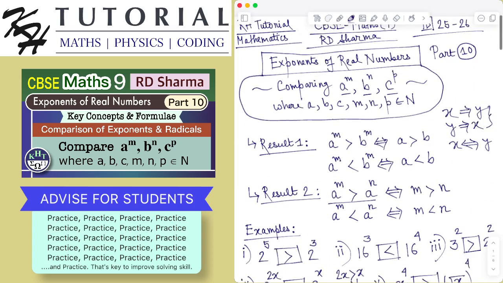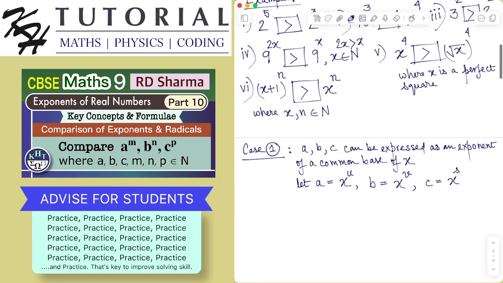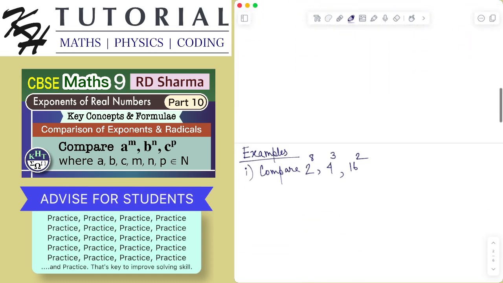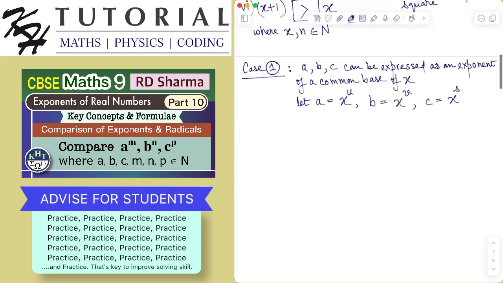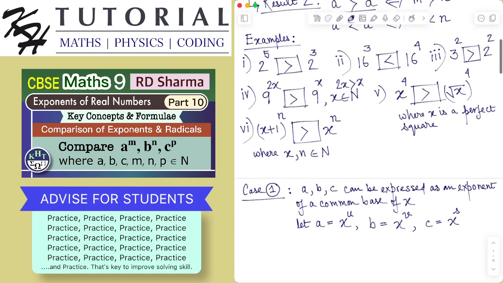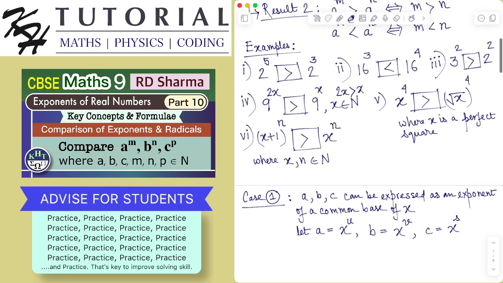If the given numbers, that is a to the power m, b to the power n and c to the power p, fall under either of the two cases, case 1 and case 2, then only we will be able to compare them. So what is case 1? In case 1, the given numbers are a to the power m, b to the power n and c to the power p, and the bases are a, b and c.